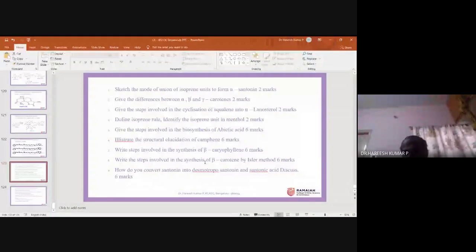Maybe what I will do, I will stop at this stage, and I will continue in the next class. Tomorrow's class, I will discuss a few more questions, and afterwards, if possible, I will take one more chapter in medicinal chemistry. Now I will stop sharing, and you can also log out. If you have any doubts, you can ask.